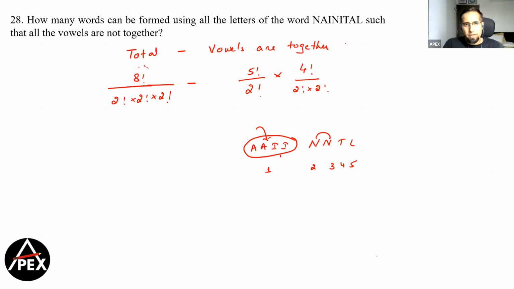So total number of cases minus all the vowels are together becomes the case where all the vowels are not together. I repeat, when the question says all the vowels are not together, any 3 of them can be together. There are 4 vowels, right? So 3 can be together, or 2 can be together, or none of them are together. Clear? The only thing that I have to remove is all the vowels being together.